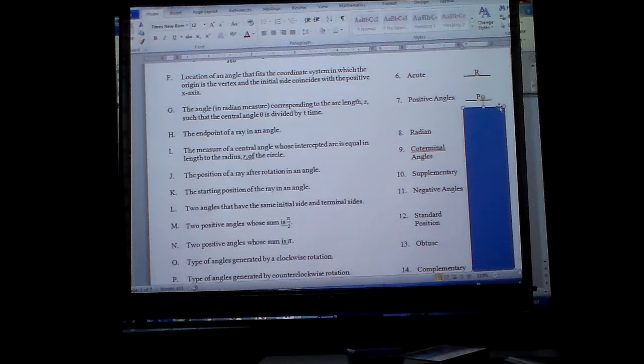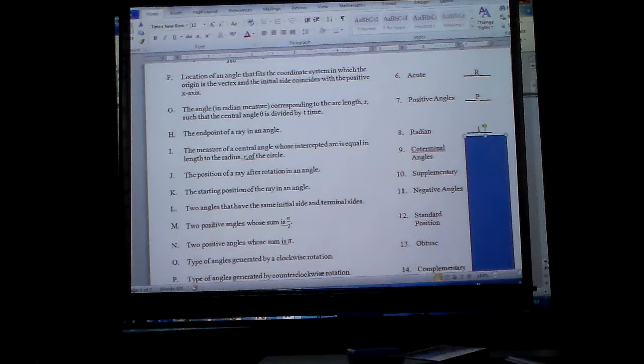All right? Then we have radian. So what is the definition of a radian? Well, basically it's the measurement of a central angle whose arc is equal in length to the radius r of the circle. Radian, radius, see it right there? So I know the correct answer to that one is letter I.